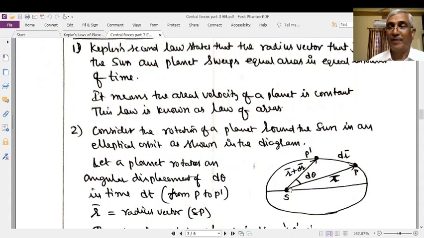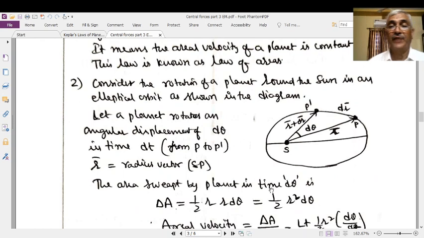From this, I think you are very clear. When the planet is farthest, it moves slowly. When the planet is very close, it moves rapidly. Therefore it has minimum rotational velocity here and maximum rotational velocity here. Why? It has to cover equal area in equal intervals of time. That is the important thing.